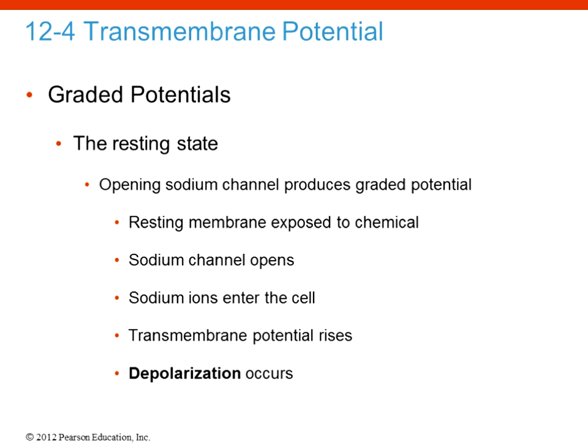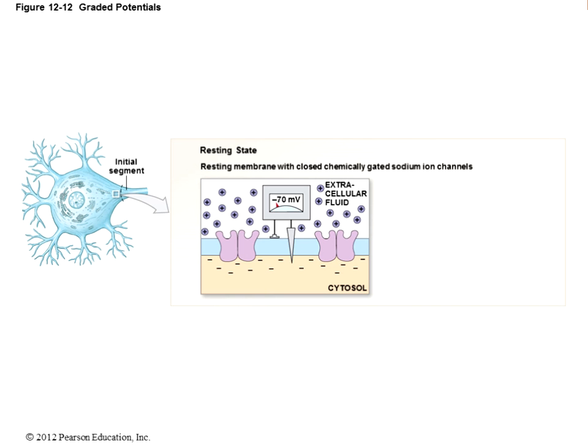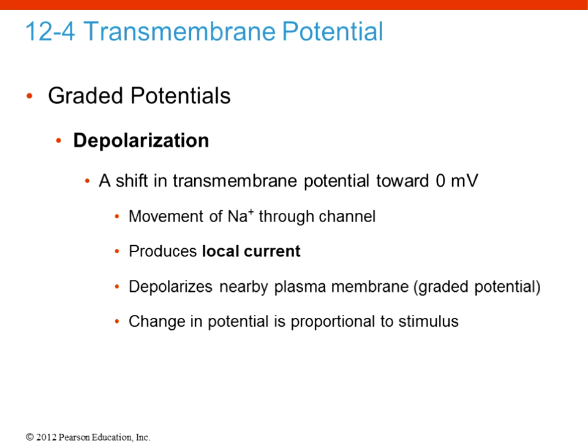So for a graded potential, you have resting at negative 70. Let's say there's a chemical that opens those channels. Transmembrane potential goes up, and that results in a depolarization. So you have negative 70 at rest. You get depolarization, which is, again, a shift in transmembrane potential towards 0 millivolts.